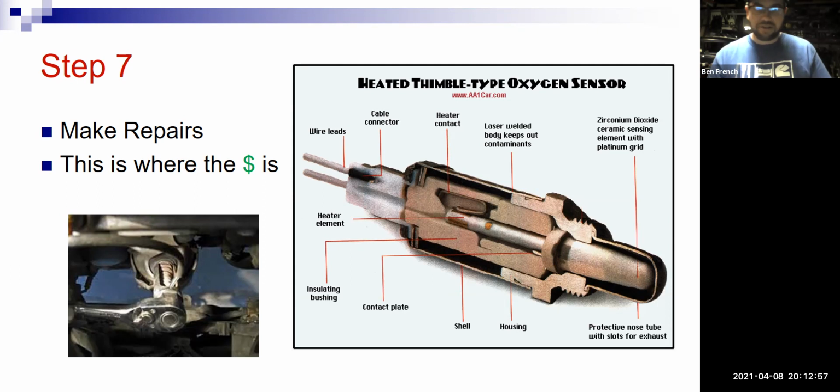I threw a picture up here of that O2 sensor heating element. You can see the zirconium sensor tip and the heater contact on the inside. The idea is that it gets the sensor up to 600 degrees and working faster with that heater element in there, okay? So you make the repairs.